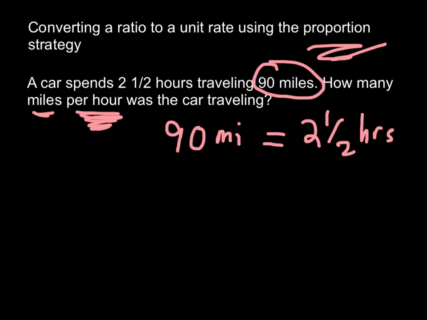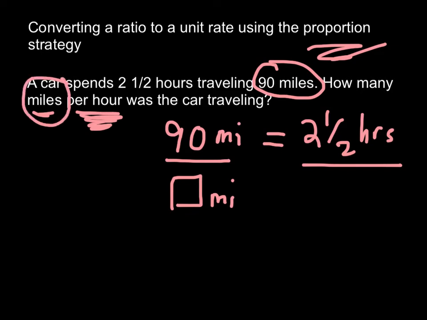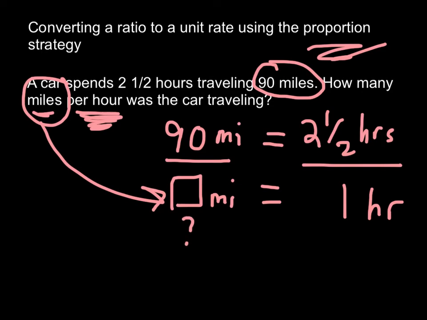I want to know how many miles the car was traveling per hour. So what I'll do is this. I'm going to make these lines underneath, and I'm going to put a box over here where miles is. Now I'll explain why. You want to know how many miles were being traveled per 1 hour. So I write miles is the unknown. I don't know how many miles the car was traveling, but it's equal to 1 hour's worth of time. 90 miles traveled in 2.5 hours, or 90 miles traveled is equal to 2.5 hours of time. How many miles traveled is equal to 1 hour of time?